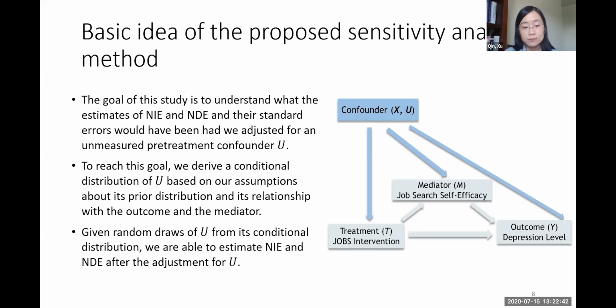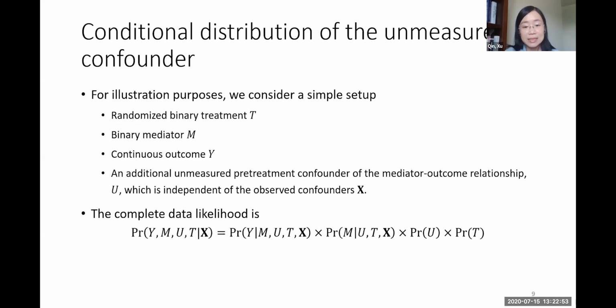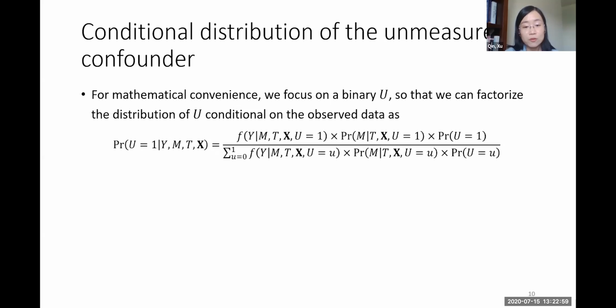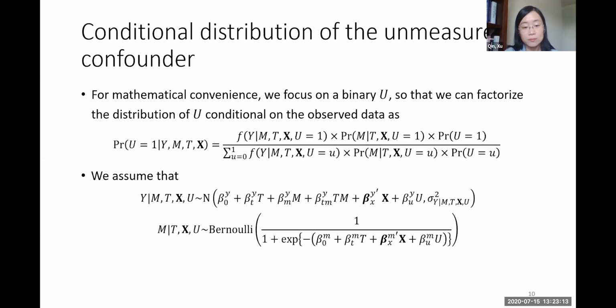And given random draws of U from its conditional distribution, we are then able to estimate the effects after the adjustment for U. For illustration purposes, we consider a simple setup in which both the treatment and mediator are binary, the outcome is continuous, and U is independent of the observed confounders. The complete data likelihood can be expressed as the equation shows. For mathematical convenience, we focus on a binary U so that we can factorize the conditional distribution of U as shown in this equation. By fitting a regression of the outcome on the mediator, treatment, observed pre-treatment confounders and U, and by fitting a regression of the mediator on the treatment, observed pre-treatment confounders and U, we could use the coefficients of U in the two models as sensitivity parameters to intuitively represent the confounding role of U.